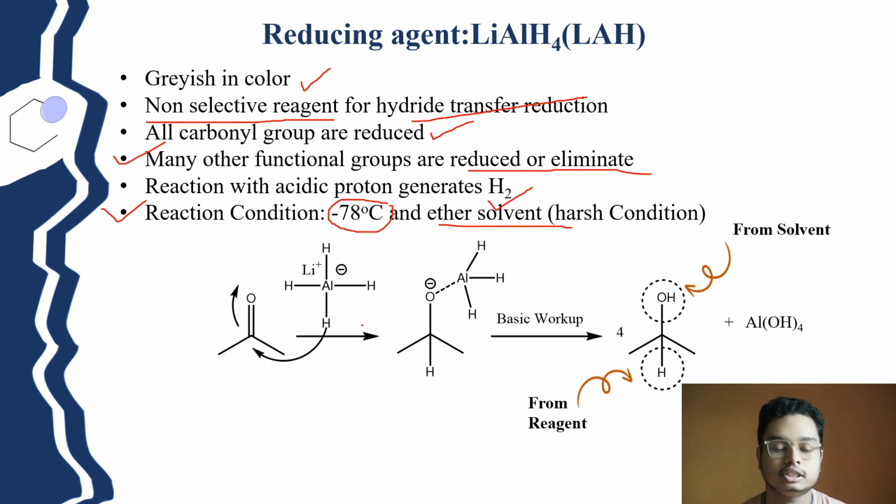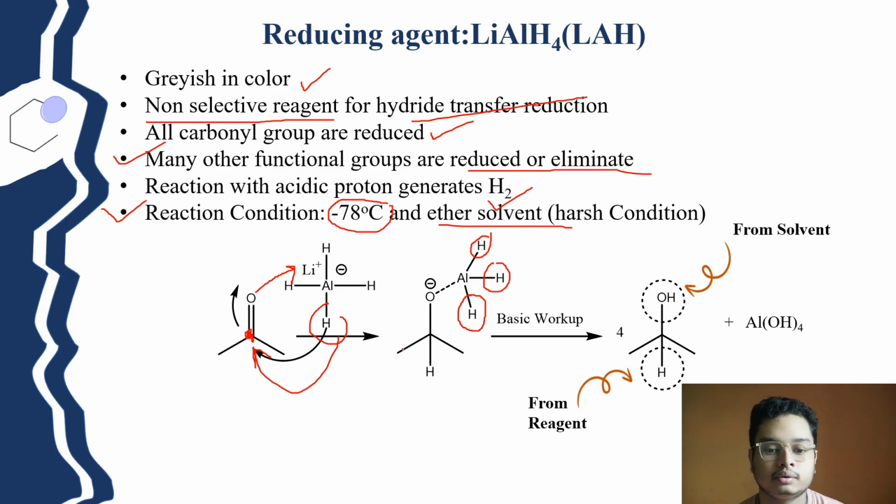Let us talk about the mechanism. The mechanism is similar to sodium borohydride. First the lithium coordinates with the carbonyl oxygen, so the arrow will be in the opposite direction. The lithium coordinates with this oxygen to increase the electrophilicity of the carbonyl carbon center, and then the hydride attacks to generate this type of intermediate. You can also find that three different hydrogens are there to generate the corresponding hydride.